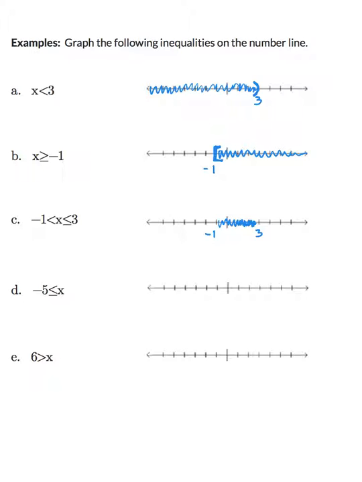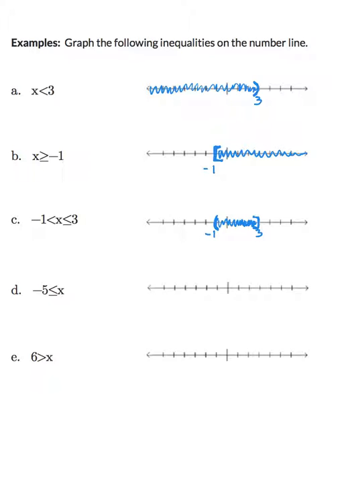From here, I want to go ahead and identify what happens at each number. So at negative 1, do I want a parenthesis or a bracket? Is it included or not? Negative 1 is not included, so I'm going to use a parenthesis at negative 1. 3 is included, and so I want to use a square bracket at 3. And this is your graph.